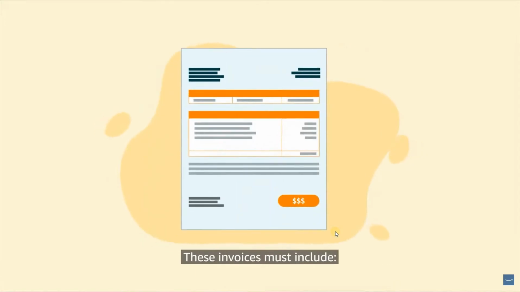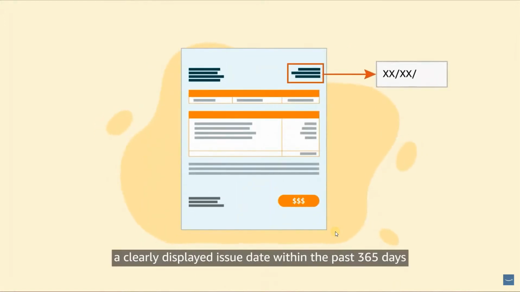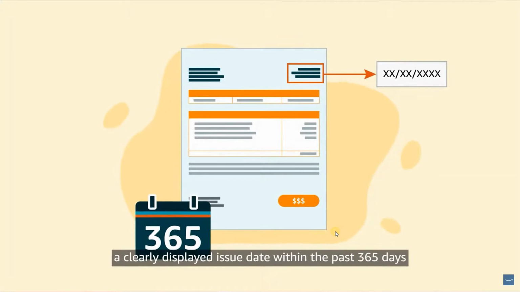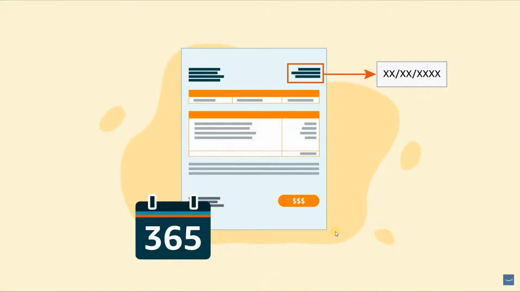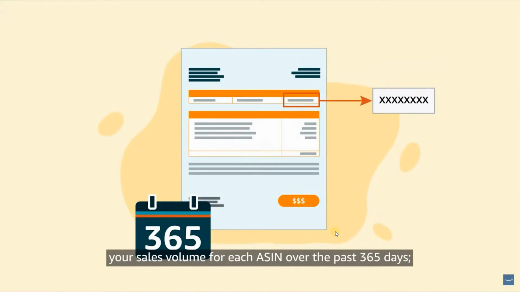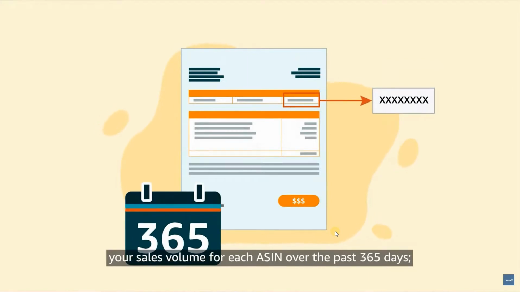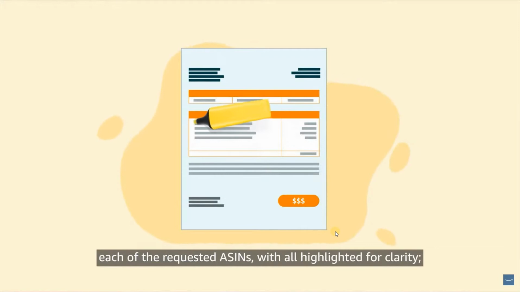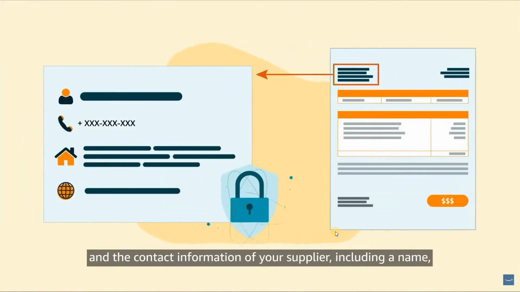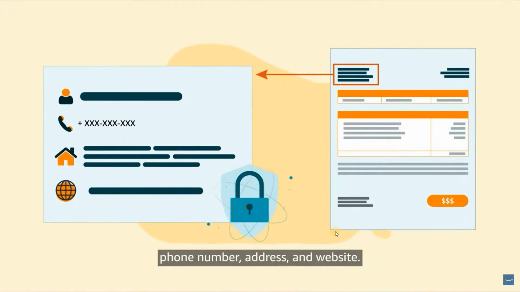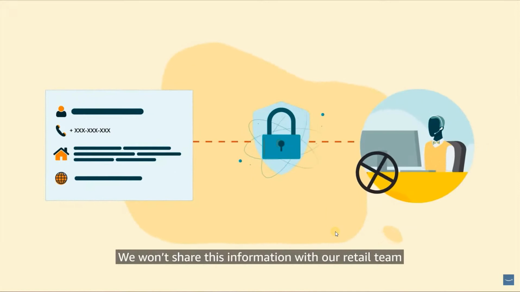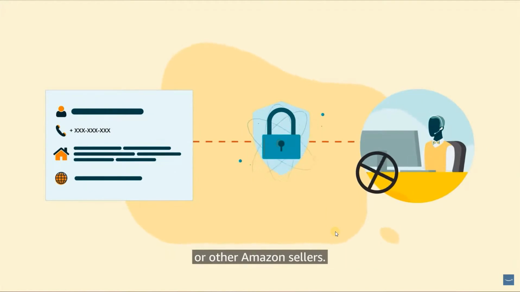These invoices must include a clearly displayed issue date within the past 365 days and before you received the performance notification, your sales volume for each ASIN over the past 365 days, each of the requested ASINs with all highlighted for clarity, and the contact information of your supplier, including a name, phone number, address, and website. We won't share this information with our retail team or other Amazon sellers.